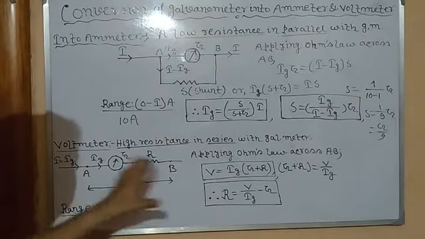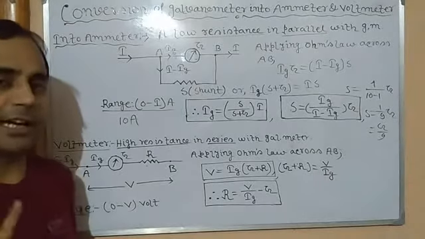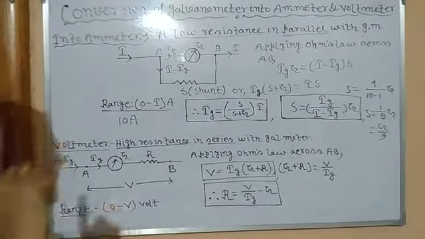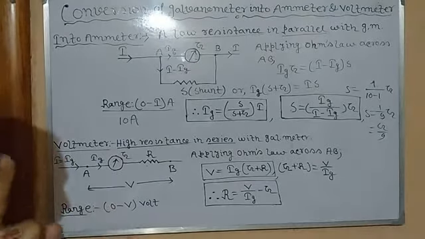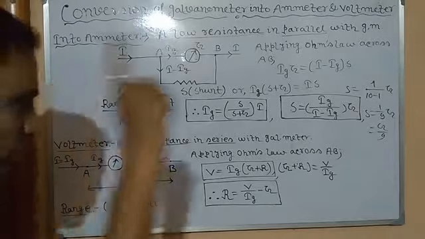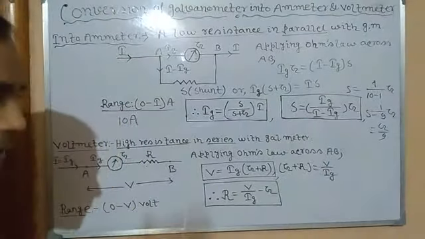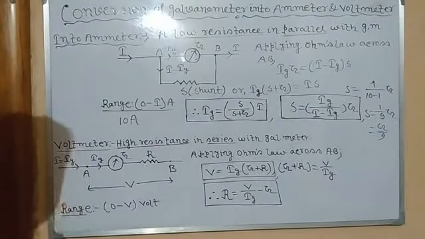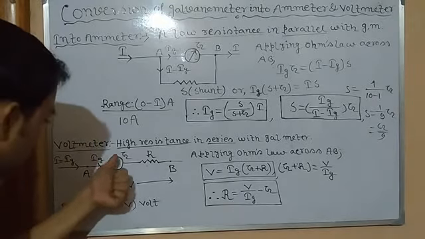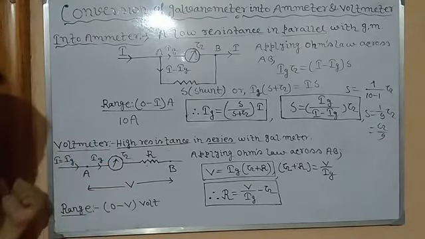Why high resistance in series? Since the voltmeter's function is not to measure the current, you have to remember this. Its only function is to measure the voltage, not the current. So since it is not to measure the current, its function is not to allow current, and that is only possible when it is high resistance. If low resistance, current will flow, then there will be a voltage drop, and the voltage measured through this so-made voltmeter will be less than the actual voltage.